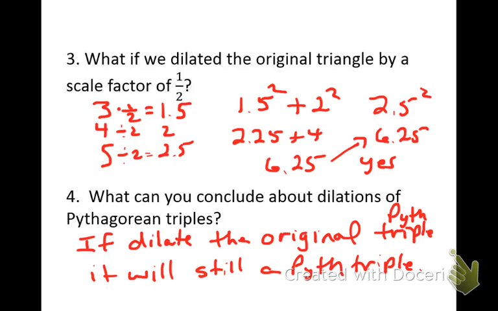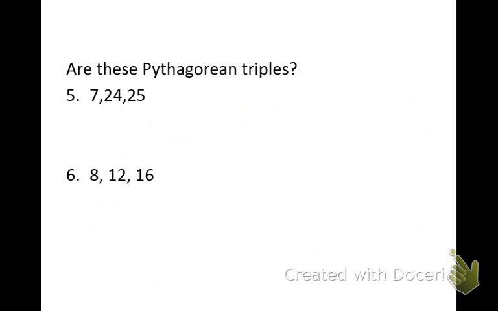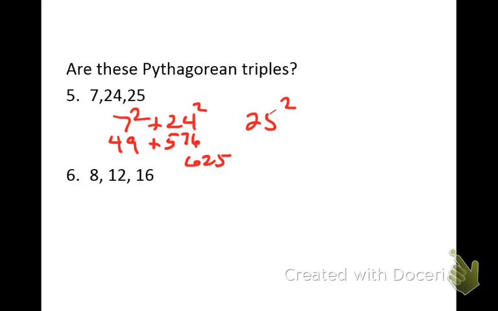All right, are these Pythagorean triples? Well, again, we need to square the legs and see if it's a hypotenuse. So 7 squared plus 24 squared, does it equal 25 squared? And again, use your calculator for the harder ones. 24 squared is 576. You add those together, you get 625, and 25 squared is 625. So yes, these would work.